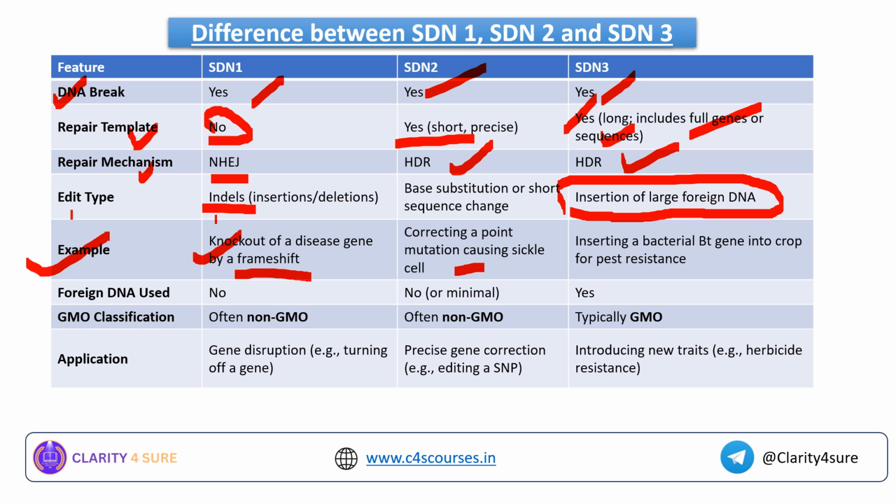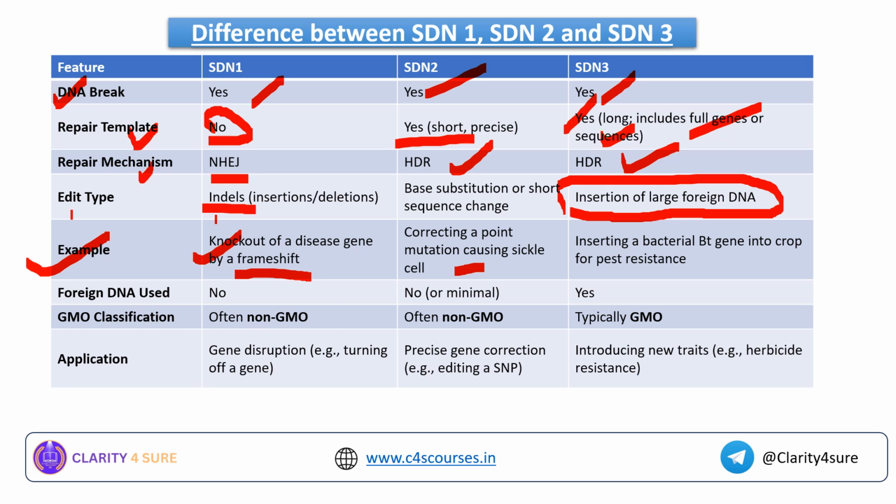In SDN3, what happens? We are going to insert a new bacterial gene into that particular crop for pest resistance. Here I am just taking the example of BT cotton, where we insert a bacterial gene into the plant. Because a foreign gene has been included in that particular DNA, the entire structure is modified for our larger benefit.